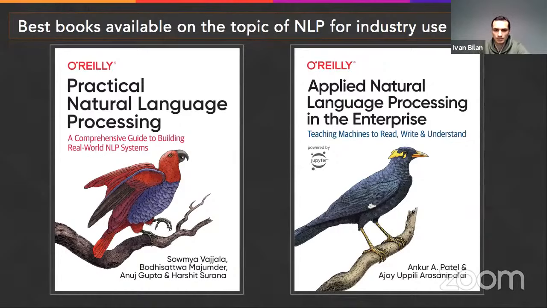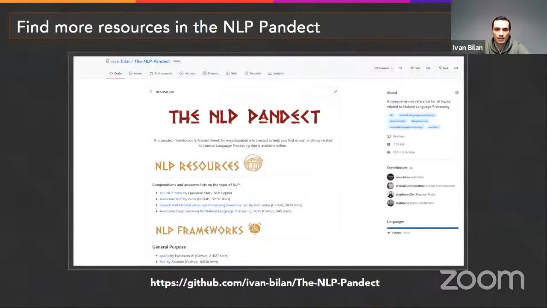Really nice ones. I think we don't have too many books on this topic, but these two are really great. And I already mentioned the NLP Pandect before. I'm the maintainer of NLP Pandect. This is sort of like an awesome list, but for NLP. It right now has 1,600 stars on GitHub, so check it out. It's a huge resource of different things related to NLP: podcasts, YouTube channels, frameworks, MLOps frameworks. So if you are looking for something specific related to NLP, my hope is you will find it here.